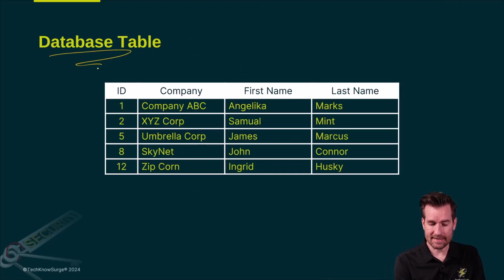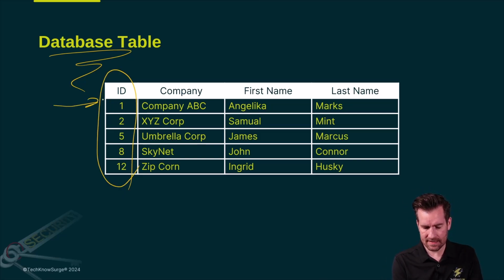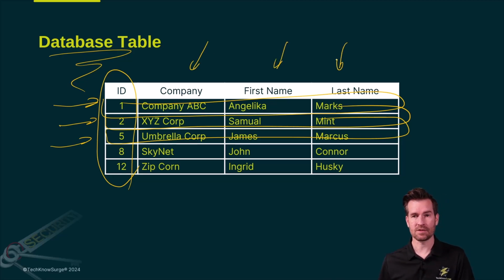Here's an example of a database table. In this database table, we have an ID. It's a record ID. So this is record 1. This is record 2. This is record 5. And each of these records has a company and a first name and a last name associated with it. If we were looking at a relational database, this would not be completely representative of that, because instead we probably have some sort of company ID and user ID within here, but this just gives you an example of what a database table could look like.